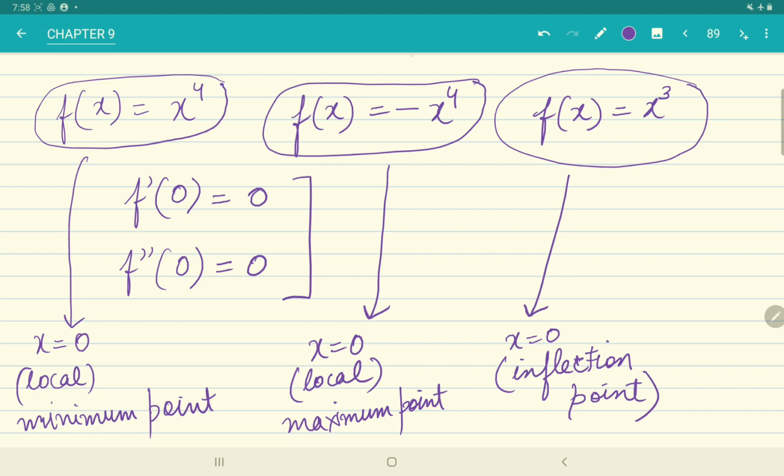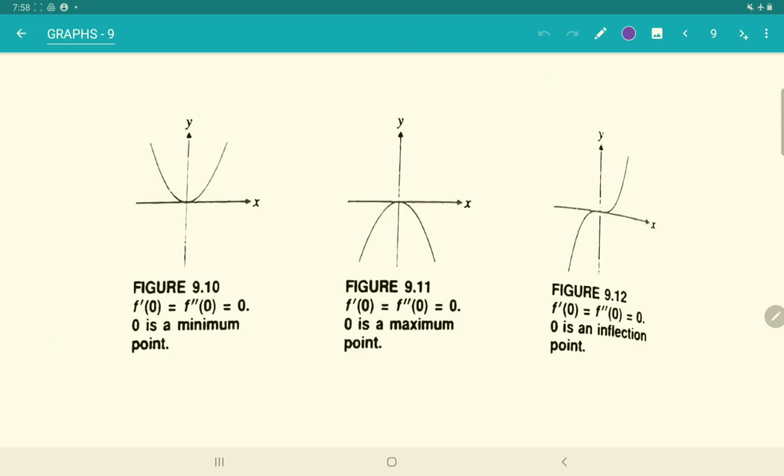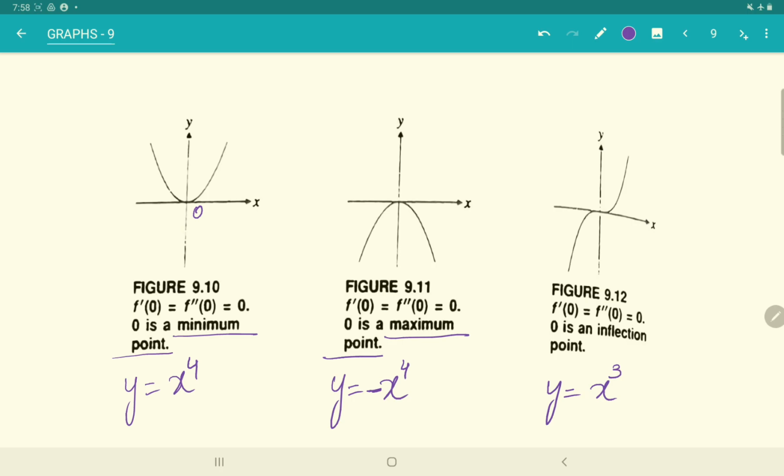Now let's take up the diagrams. These are the ones. This is y is equal to x raised to the power 4. This is y is equal to x minus x raised to the power 4. And this is y is equal to x cubed. So here we see 0. It's a minimum point. And it's a maximum point here. In fact, it's a local and global maximum, local and global minimum here. And here 0 is neither a local maximum nor a local minimum. So 0 is an inflection point here.